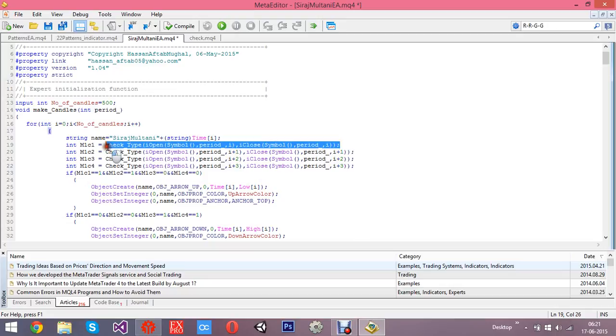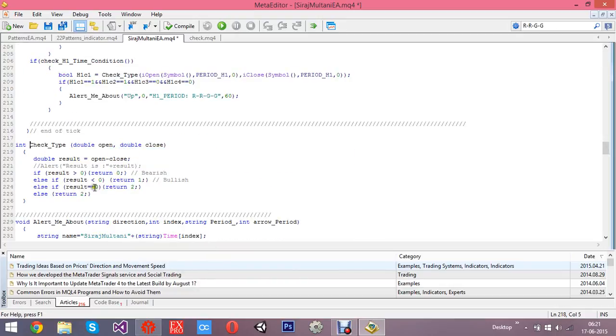It's not going to the definition. Okay, this is the check type function. It takes two values, the open value of the candle and the close value of the candle, and it subtracts the two values. If the result is greater than 0, then this is a bearish candle, otherwise it's a bullish candle. So I'm returning 0, 1 and 2 because the else case is a doji candle.